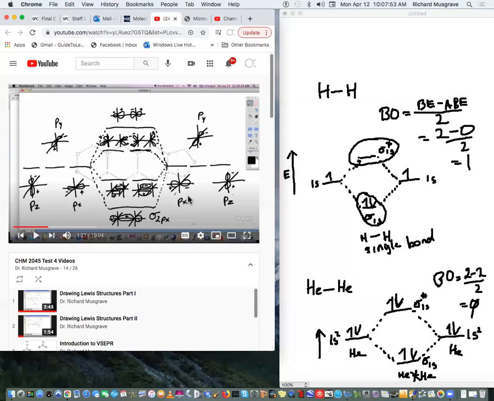three bonding, three antibonding, because we've got the possibility of combining the two PXs together, the two PZs together, the two PYs together. We can combine them with the phases matching, and we can combine them with the phases not matching. If the phases match, we get a bond. If the phases don't match, then we don't get a bond. So I'm going to play this video here, and hopefully you'll get an appreciation for what I mean by the combination of these p orbitals.